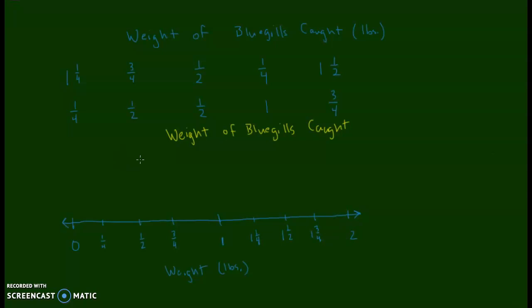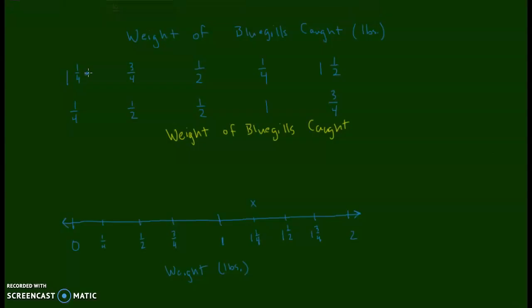So let's go ahead and plot our data. So our first one, we're going to put an X above 1 and 1/4. And I like to cross that off, not scribble it out, just cross it off. Maybe so you could see it, you could even put a dot next to it just so that you remember that you've already recorded that one.